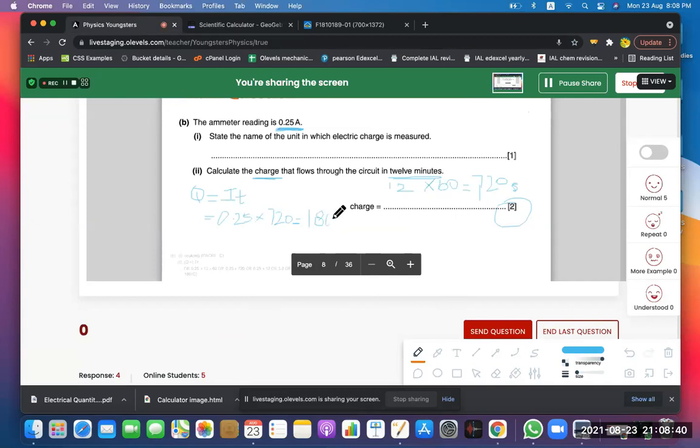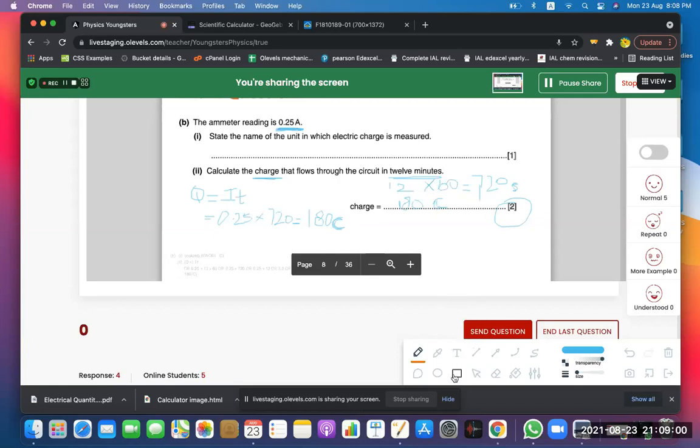And we do not have to forget to write the units. So I will write C, coulombs, because that's charge. The unit of charge is coulombs. So my final answer here is 180 coulombs. Coulombs is represented by capital C.